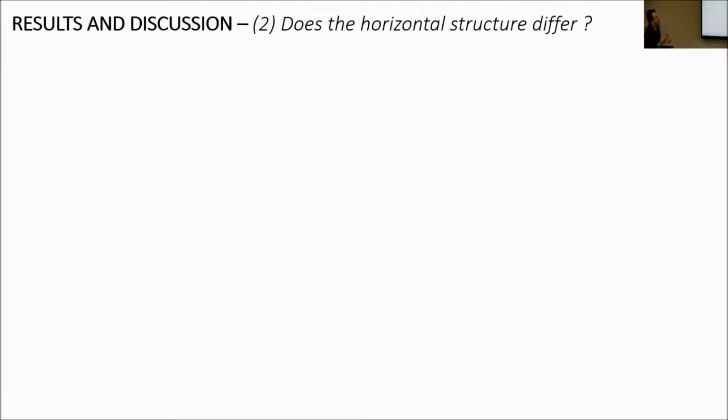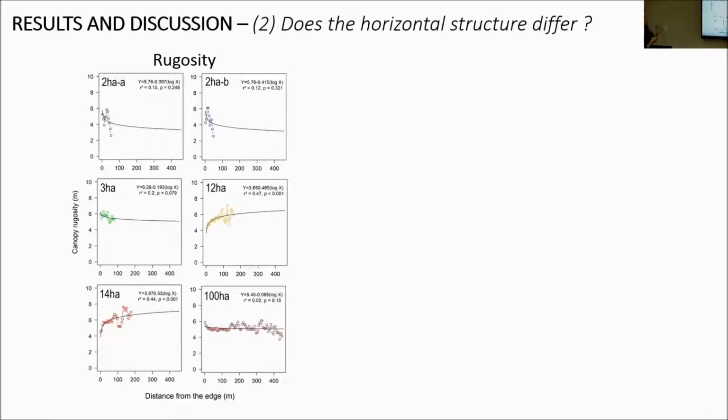Okay, and what happened with structure? The rugosity is a very interesting result here. The rugosity was no different for the smaller fragments, but was different just for the middle size fragments, and for the larger fragments there's no effect too. The p-value is significant just in these two cases. And why is it happening? We will discuss that after this other result.